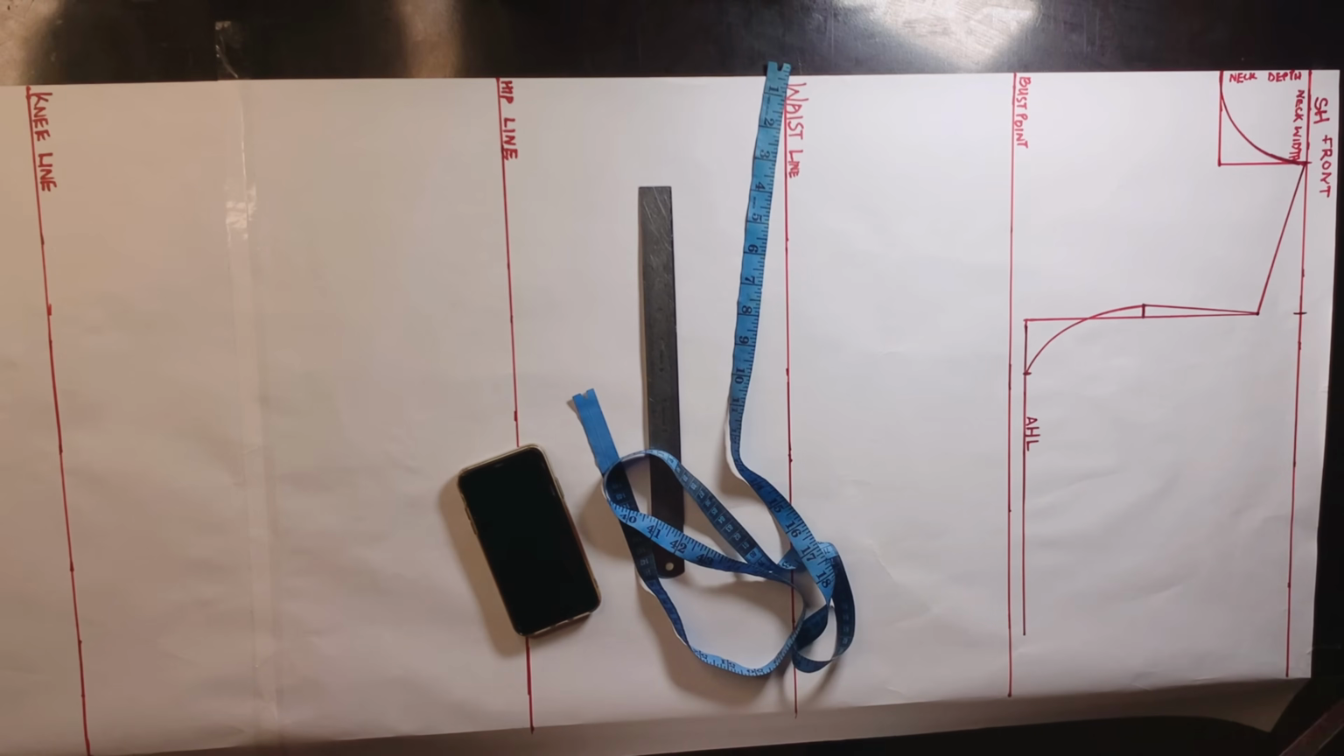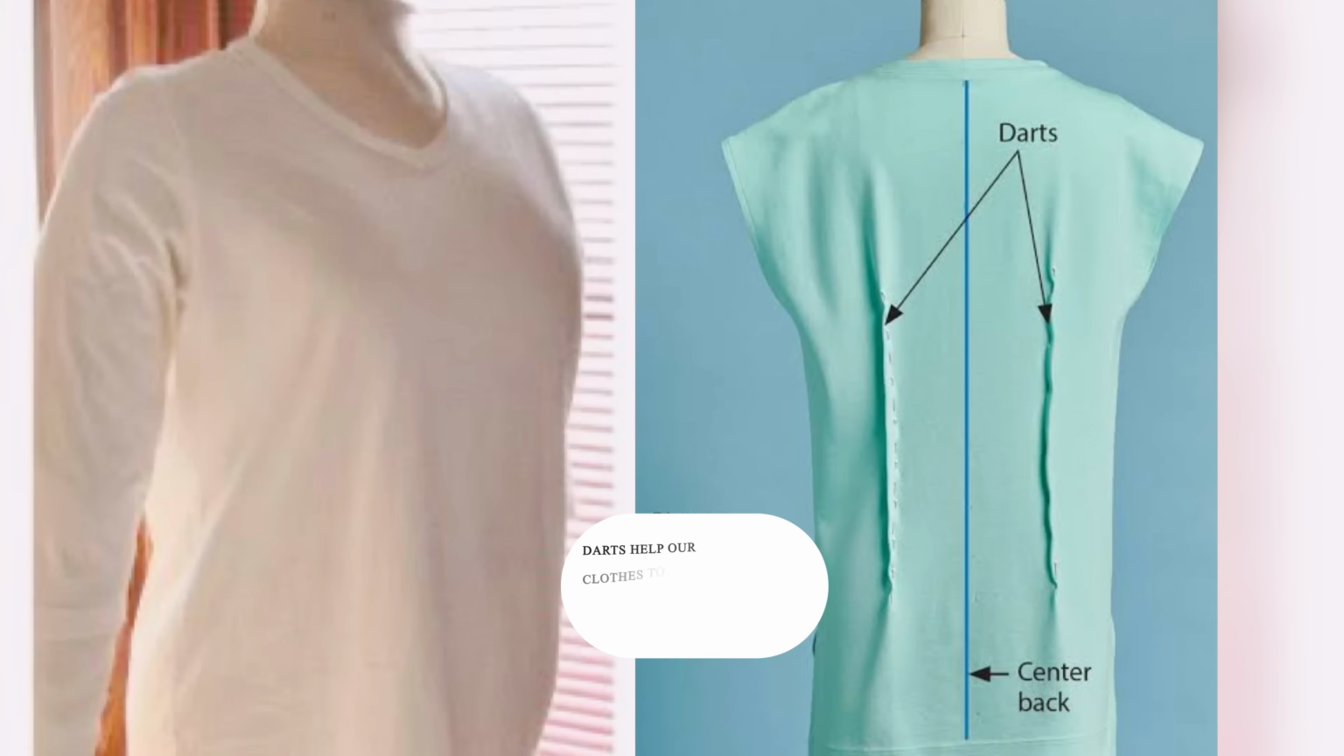Very, very easy. Next, let's mark our darts. And you may be wondering, what is the importance of that? Darts help our clothes to fit the body contours better. Look at blouse A. It's very free. It has no darts at all. And look at blouse B with a bit of dart at the back. You can see how it fits the body.